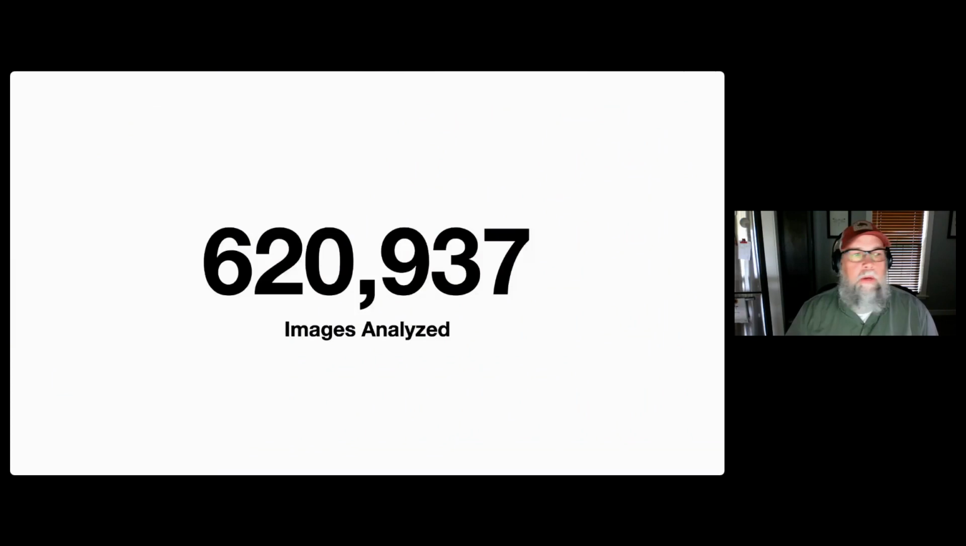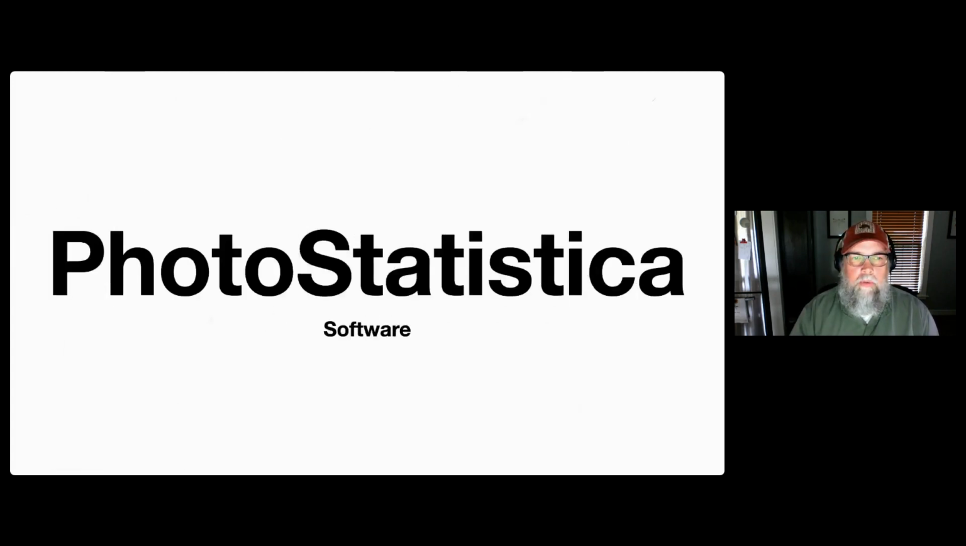So here's the big number right here. To do this analysis we're going to look at today, I analyzed 620,937 pictures that exist in my files right now. So I did a deep dive. I used a software program, you might look this one up, called Photostatistica. And what Photostatistica does is allow you to mine and group the data that it mines from your images.